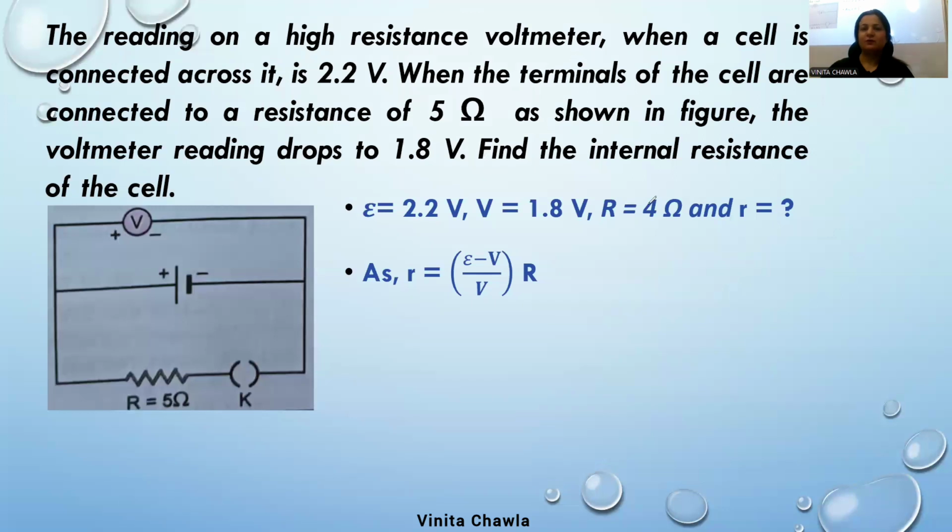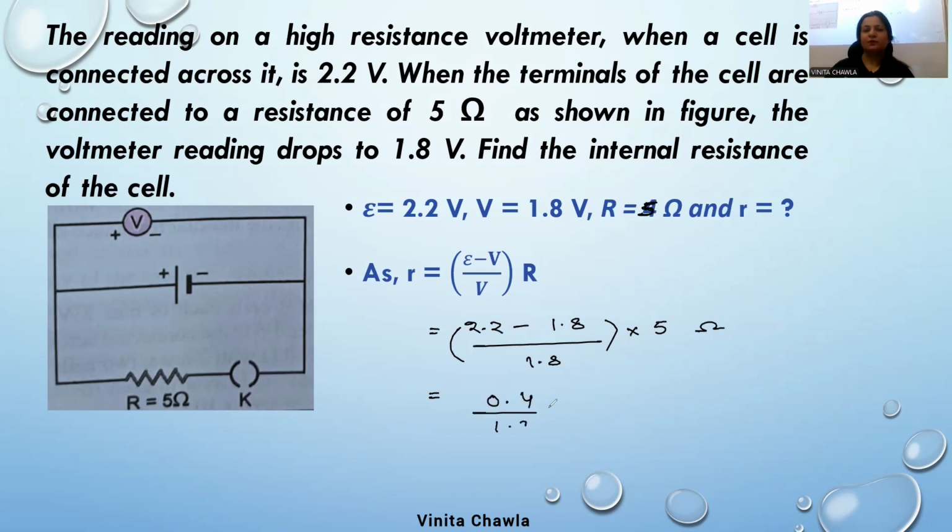This is 5, na? Put the values here. It's 2.2 minus V is 1.8 divided by V is 1.8 into R. R is 5. 0.4 आ रहा है. 1.8 into 5. 20 by 18. 1.11. This is the internal resistance. 1.11 ohm.